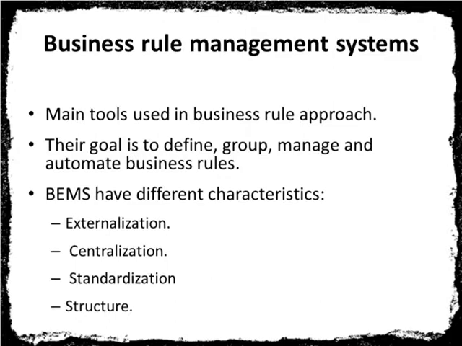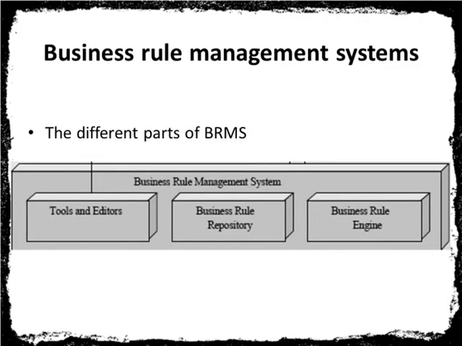Structure means that business rules are structured in a standard way that the business rule management system understands and can build upon, so that the system can ultimately automate the business rules. The business rule management system has different parts, mainly three different parts.